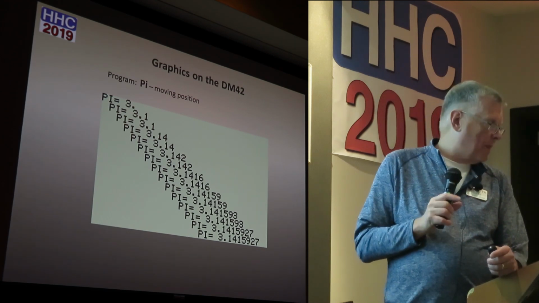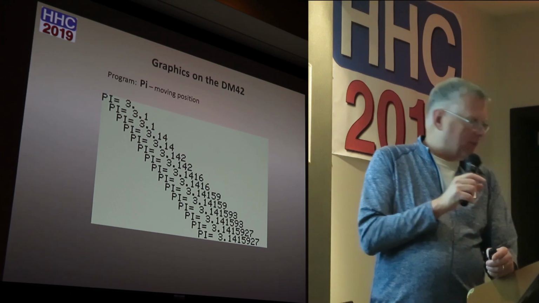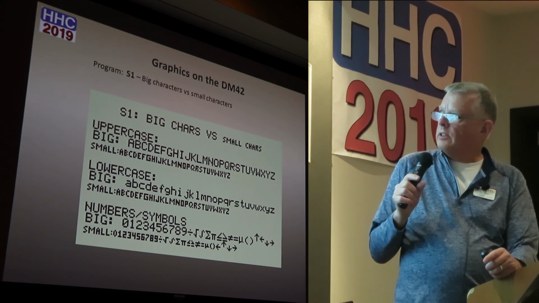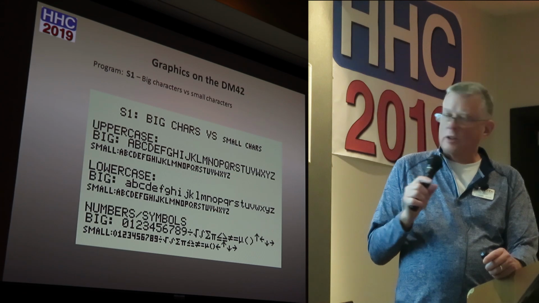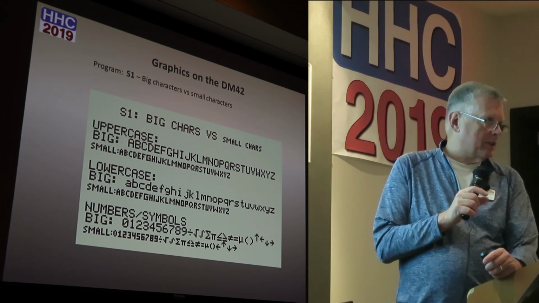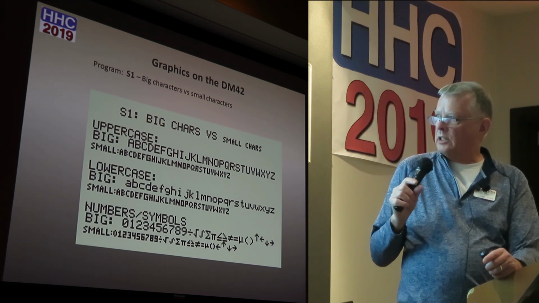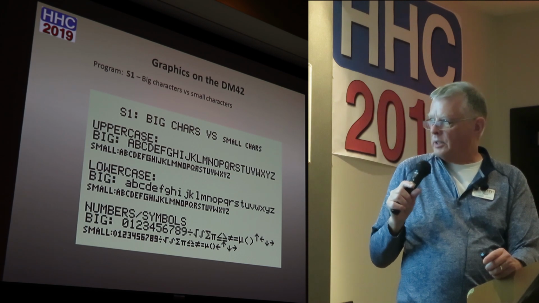So these are 5 by 7 dot numbers. We'll go through that. Okay. So these are big characters versus small characters, and it just shows the capability of doing uppercase big and small uppercase. And these are just different fonts created. You can do lowercase big and lowercase small, as well as big number symbols and smaller symbols.